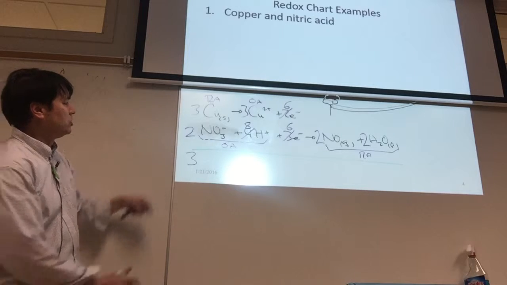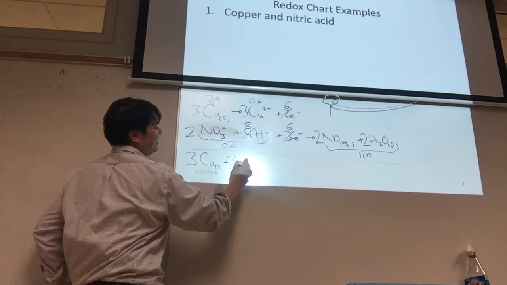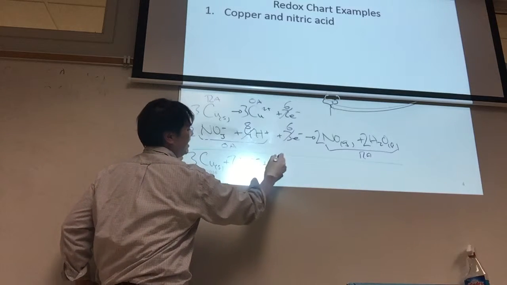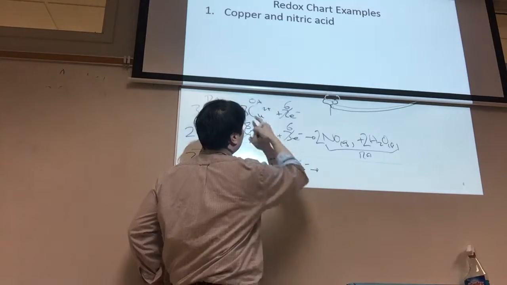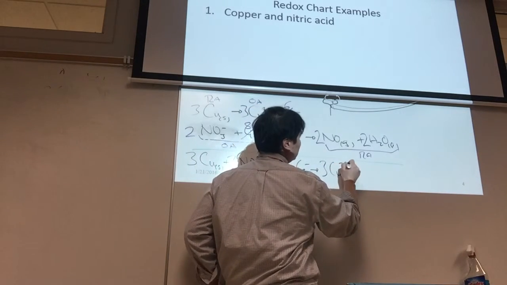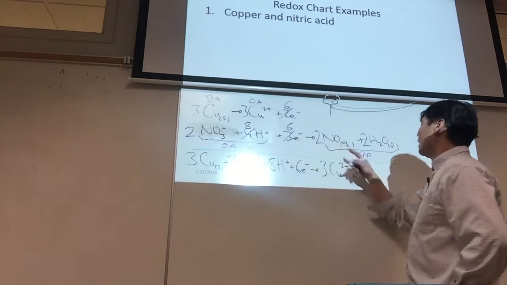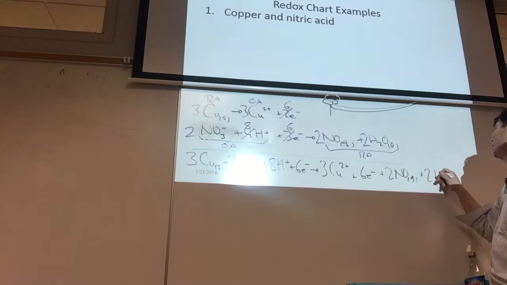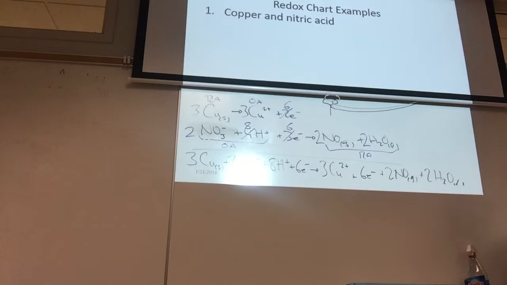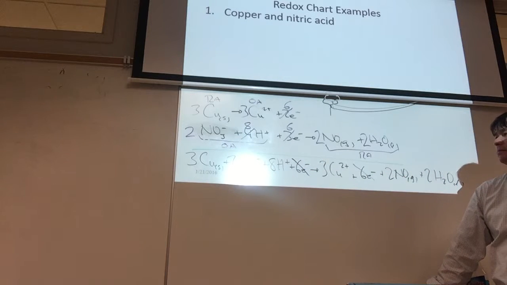All right, so we're going to combine these two. So we end up with 3 Cu solids plus 2 nitrates plus 8H+ plus 6 electrons yields 3 Cu2+ ions plus 6 electrons plus 2 NO gas plus 2 H2O liquids. You notice the 6 electrons cancel, 6 electrons, 6 electrons.